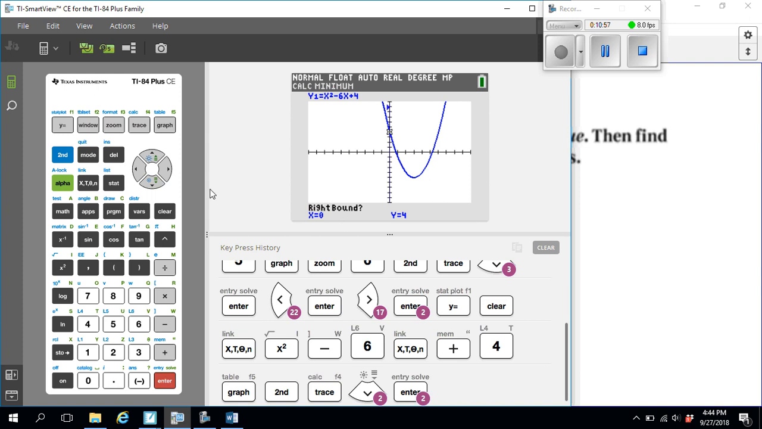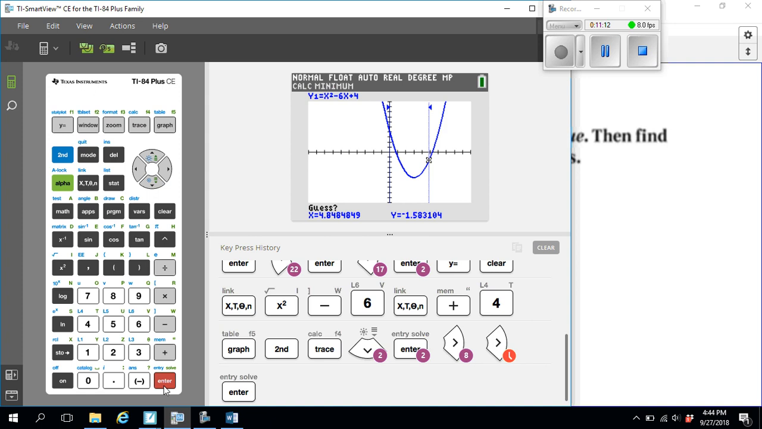Now to go to the right bound, we have to move our cursor to the right, so use the right arrow to do that. And we just have to be somewhere on the right-hand side. It does not matter where. And then you're going to press enter. And then whenever it asks for guess, press enter one more time. So you really have to press enter 3 times. So here we look, our x value, and once again we're going to round, is 3, and our y value is -5. So that is our vertex.